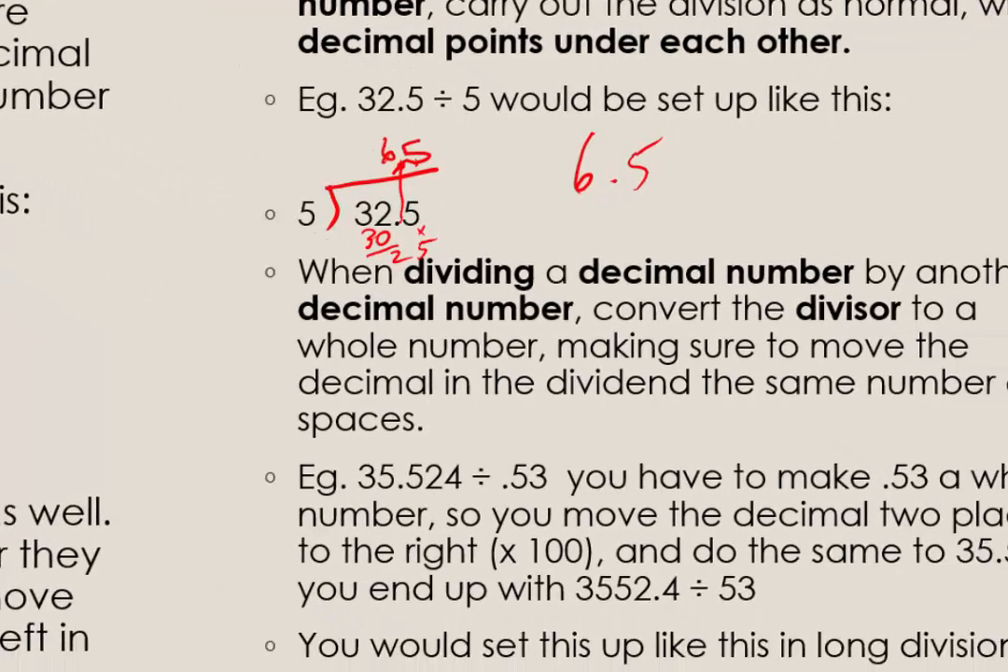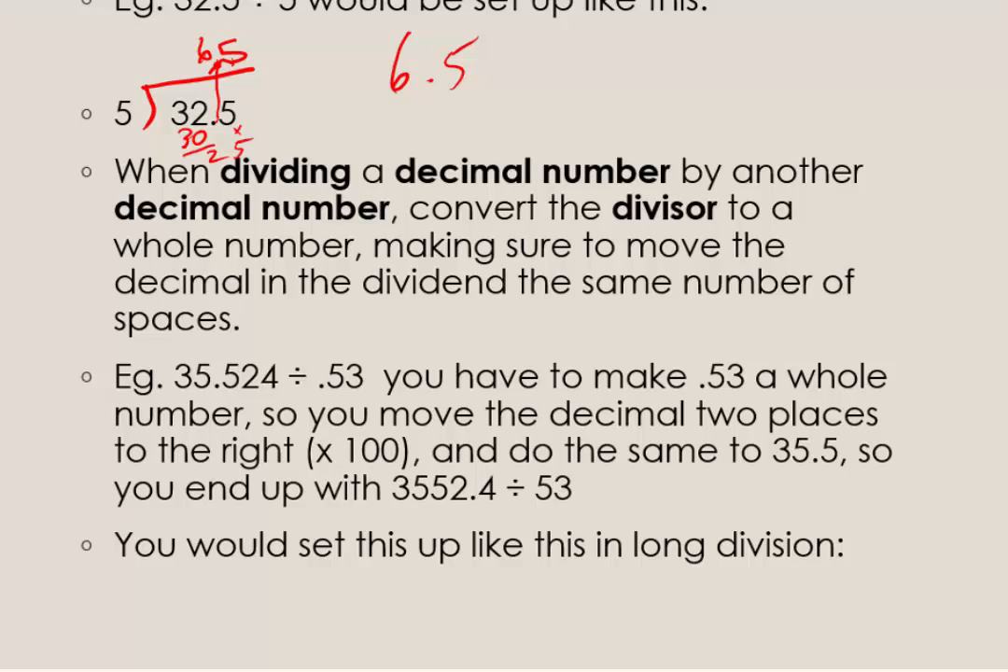When you're dividing a decimal number by a decimal number, you have to convert the divisor to a whole number, making sure to move the decimal in the dividend the same number of spaces. So if we've got 35.524 divided by 0.53, we have to make 0.53 a whole number. So we move our two decimal places to make it a whole number, but because we did that, we have to move this one 2 places. So our new number becomes 3552.4 divided by 53. And again, you would set that one up like this.